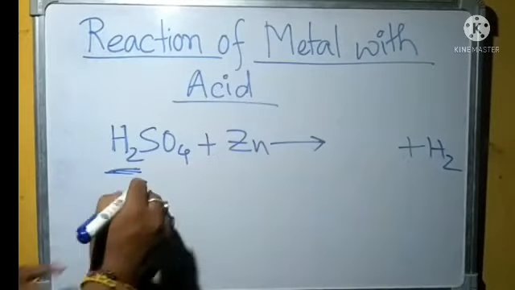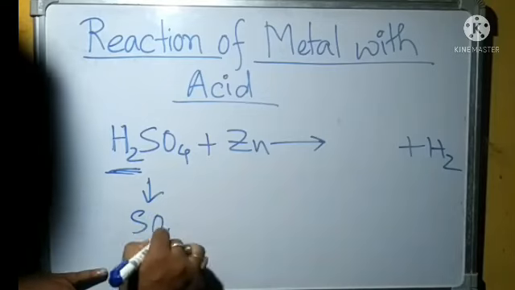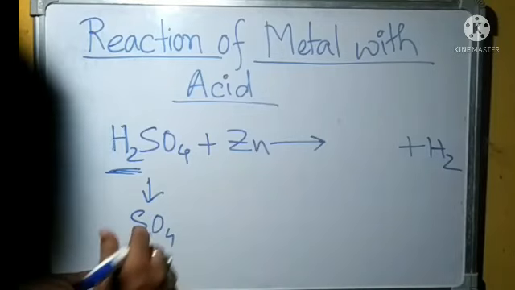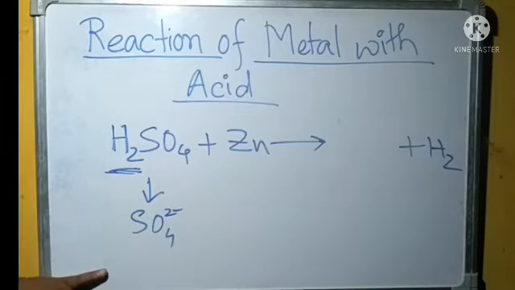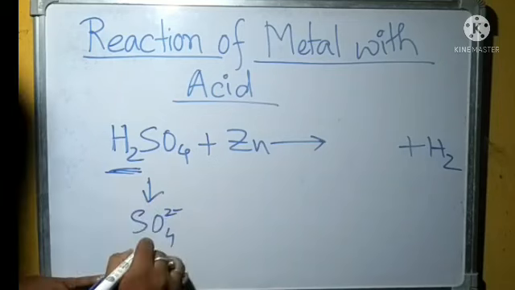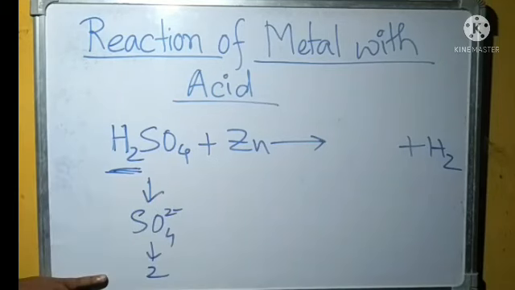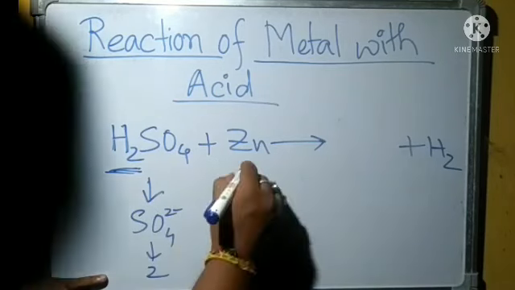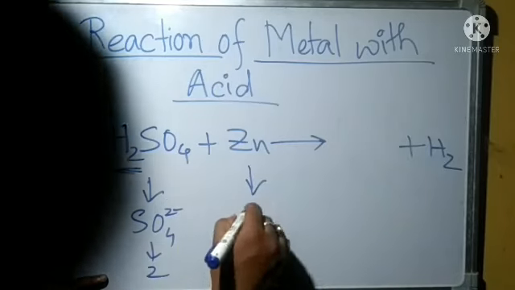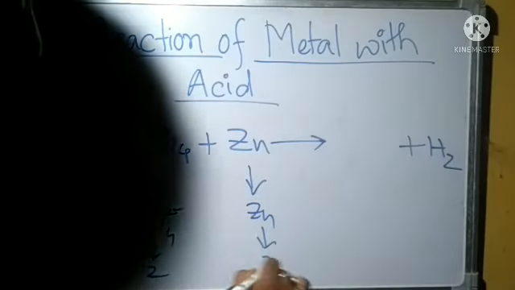Once the hydrogen is gone, what is remaining? SO4. So SO4 2- is the ion. And what is the valency of sulfate? We already know the valency of sulfate is 2. And here we have zinc. What is the valency of zinc? Zinc's valency is also 2.